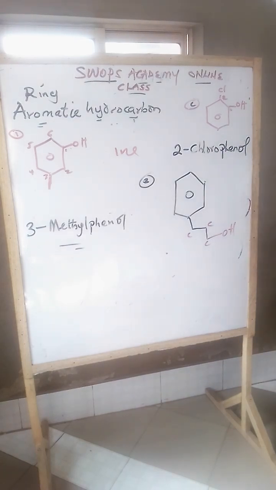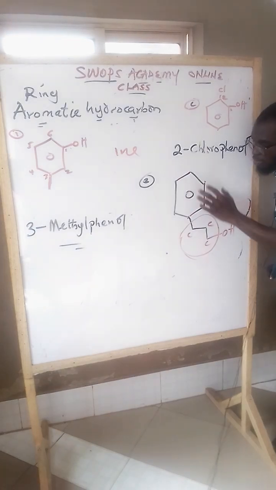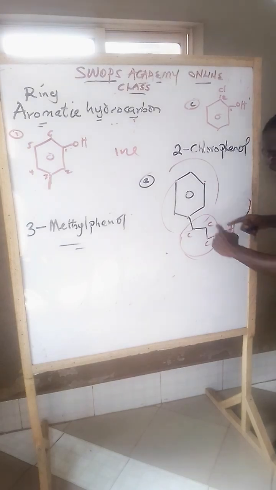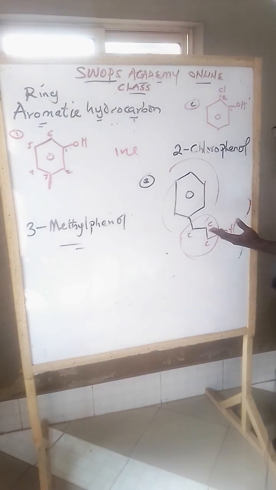Let's try and name this. In naming this, we can't start counting from here. You have to start counting from the substituent. This substituent, you don't call it substituent again. You call it the father's name, and you call this one the substituent. So that means this one is the substituent, while all this one is the father's name. Now you have to name it based on the aliphatic ways. In aliphatic ways of naming this, it is under alkanol. Alkanol is for aliphatic, while aromatic is phenol.